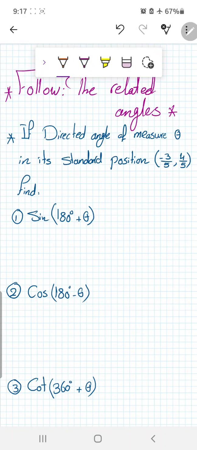Hello everyone. Following the related angles, we have example number 1. If the directed angle of measure theta in the standard position passes through the point -3/5, 4/5. Here we have x, which is cosine theta, so cosine theta will be -3/5. And y equals sine theta, so sine theta will be 4/5.